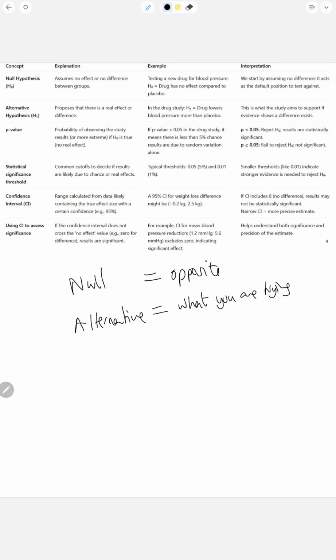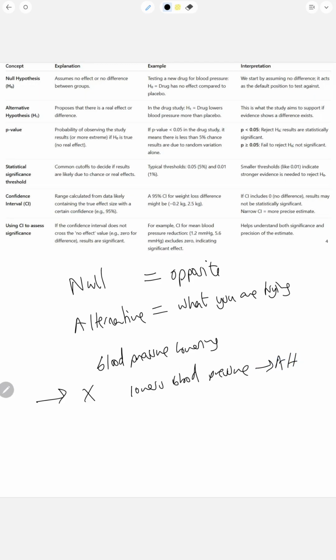So for example, you want to do a test on blood pressure lowering. You get a drug, let's call it drug X, and your hypothesis is that drug X lowers blood pressure, right? So this is what you're trying to prove. Because this is what you're trying to prove, this is called your alternative hypothesis. And the opposite of this is that X has no effect on BP. So that's your null.